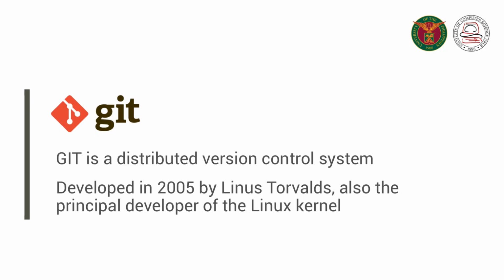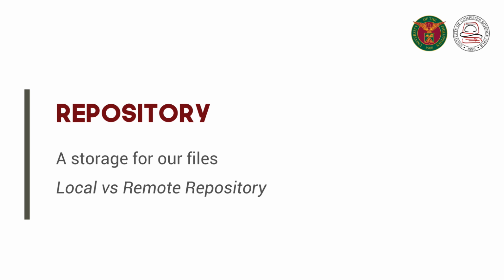Now that you have a basic understanding of Git, let's talk about other components that you'll need along the way. We have the concept of a repository. A repository is a storage for our files. An example of a repository is a folder inside your computer where you place your code. This is an example of a local repository.